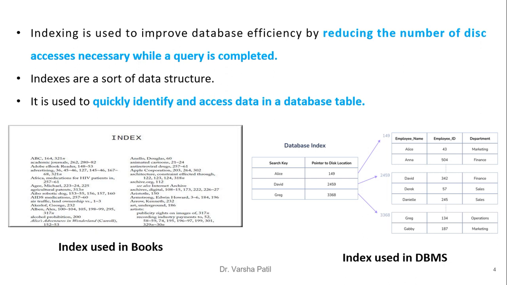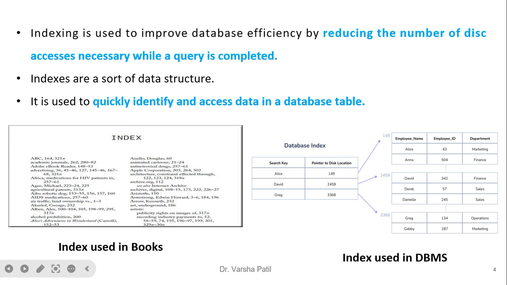Indexing is used to improve the database efficiency by reducing the number of disk accesses necessary while a query is completed. Index is some sort of data structure. It is used to quickly identify and access the data in a database table. Now two examples of index are shown.